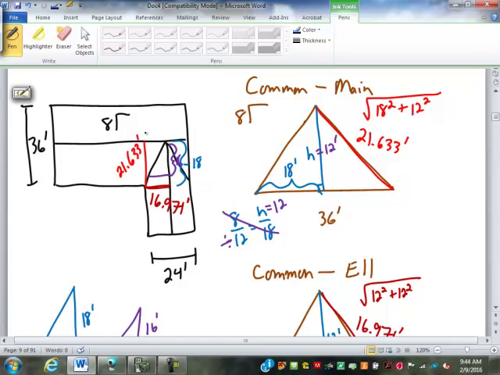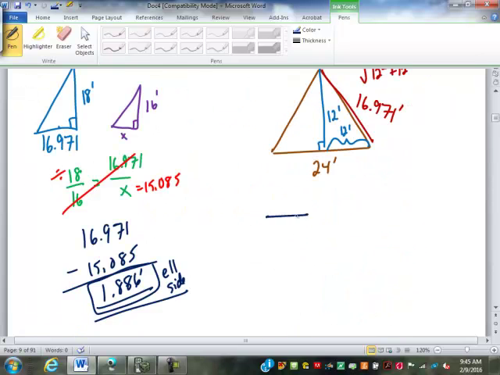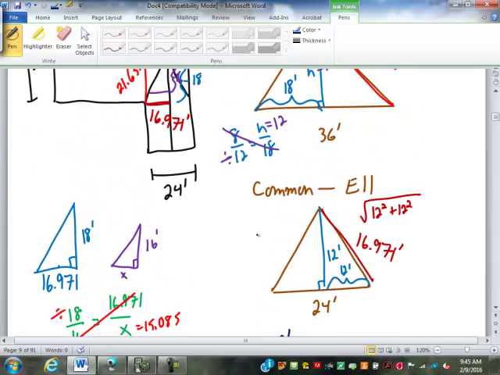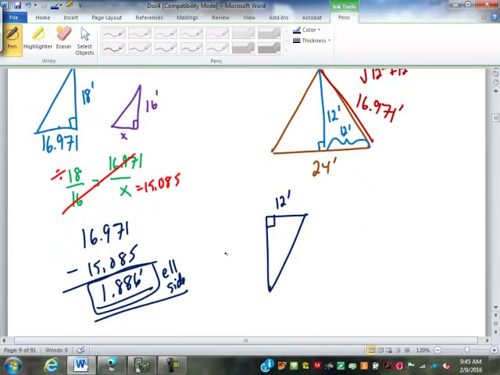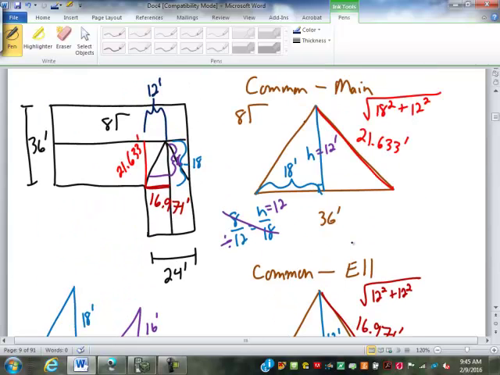So over here, what is this length right here? That's 12, half of the 24 feet. So we have that triangle. 12 feet, and this was the 21.633. On this next triangle, yeah, we'll draw this in here and it'll be 10. You're right. And we'll call this y.